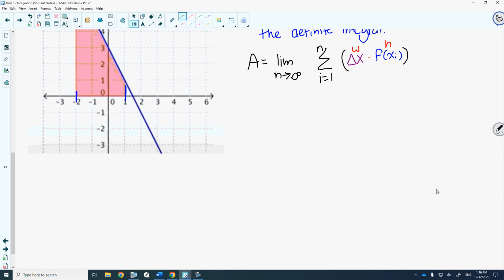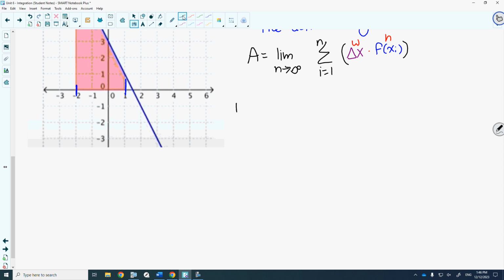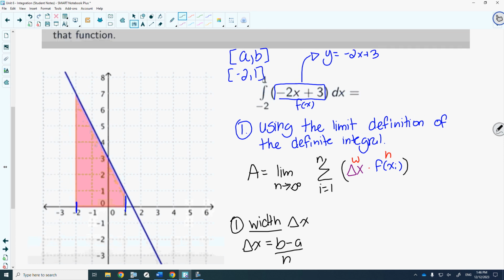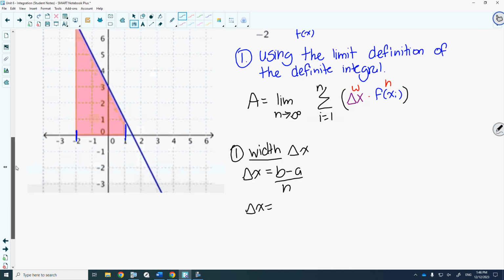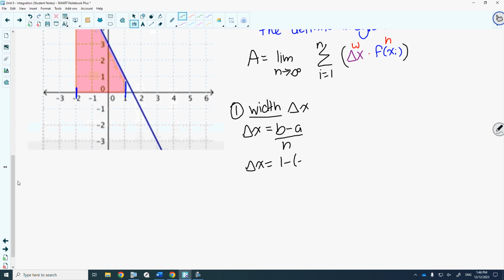How we did this in yesterday's lesson is the first thing we always calculate is the width. Width, remember, is delta x. You need to know the formula for width: delta x, which is the width, is b minus a over n. So delta x is equal to 1 minus negative 2 over n, and delta x is 3 over n.